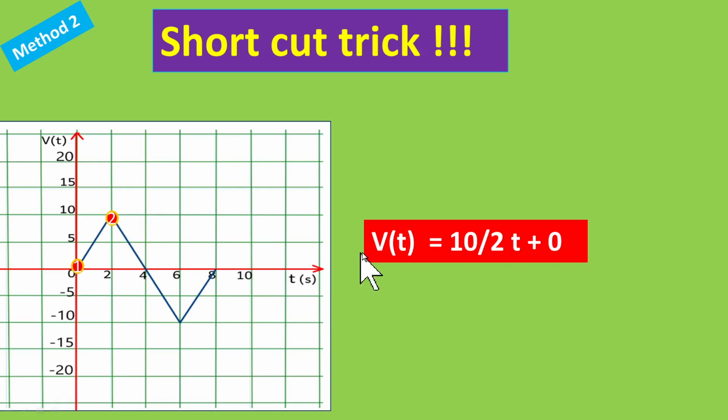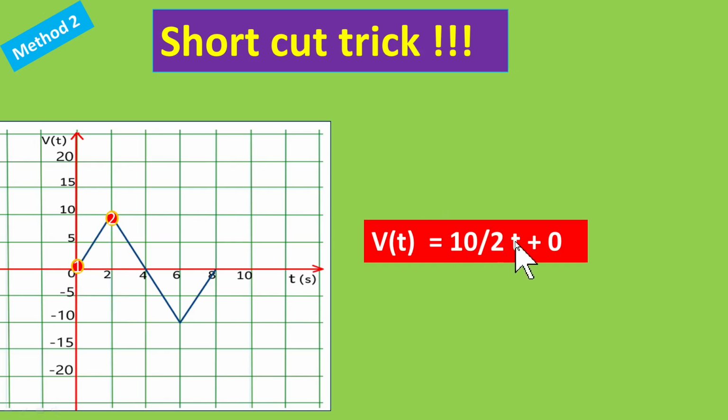So for the first segment, we can write the v of t. How are we going to do it? We know the line is going upward. That means m must be positive. So how to calculate the m here? Along the x-axis, it is increasing from 0 to 2. Along the y-axis, it is increasing from 0 to 10. So 10 by 2 will be your m.